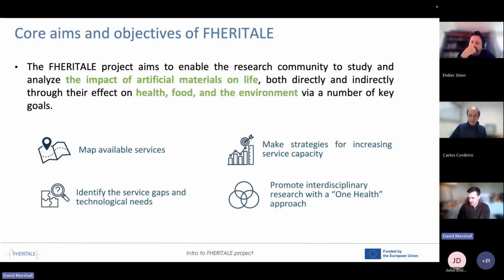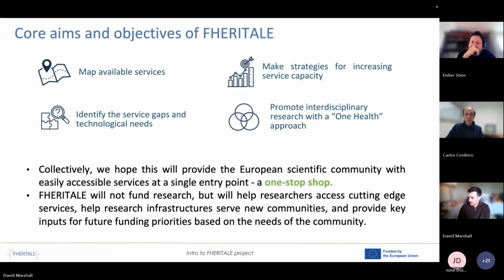And perhaps most importantly, promoting an interdisciplinary approach to research within this area, within this One Health context. So ensuring that researchers can access services across research infrastructures, and we'll be making plans to promote this in the near future as well. So collectively, we hope this will provide the scientific community across Europe with easy accessible services at a single entry point via this one-stop shop.